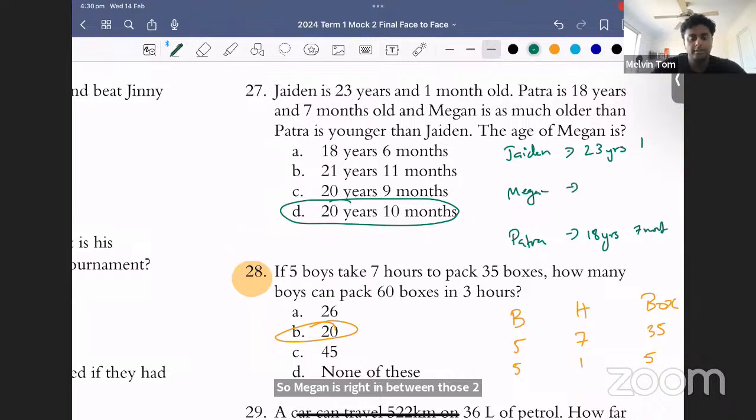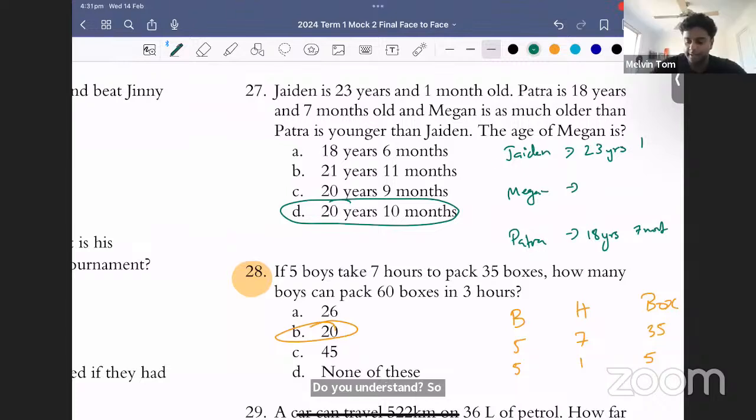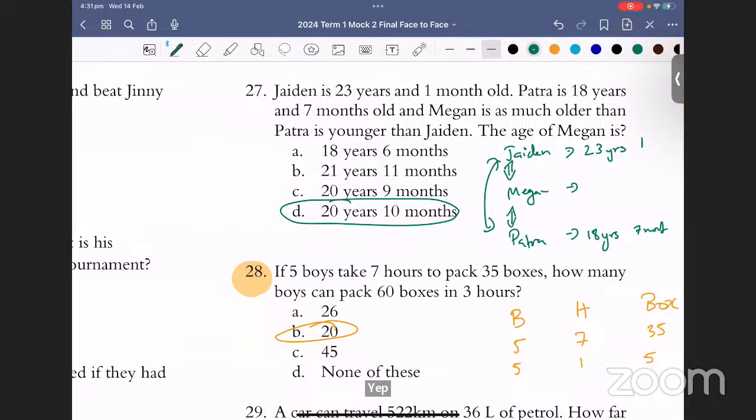Do you understand? Oh, yeah. Yep. To find out her age, you just find out the distance between these two, and then you halve it, because that will be the distance here and the distance here. You understand? Yep, I understand the whole question now. Okay.